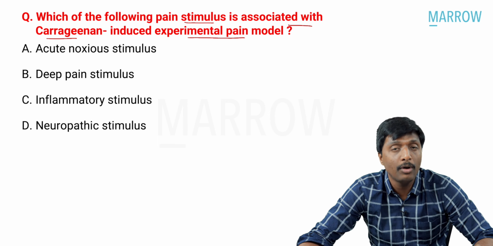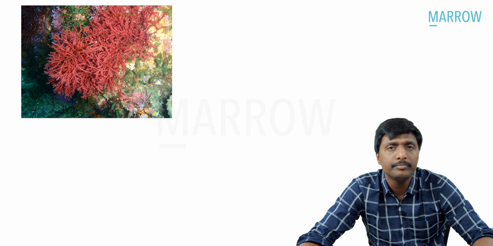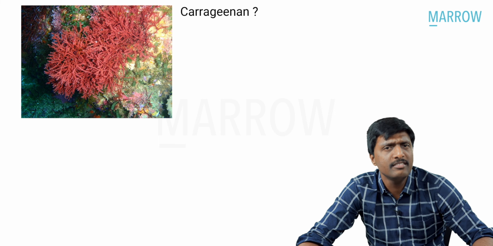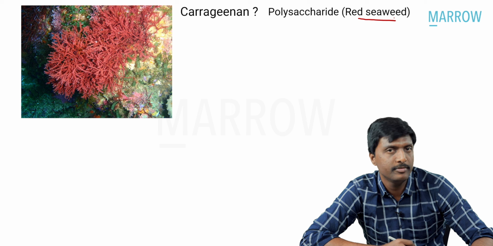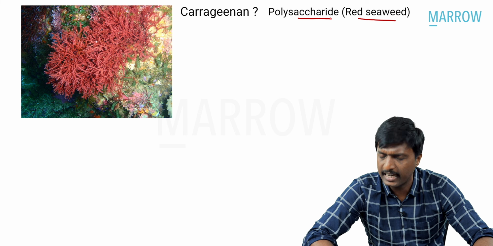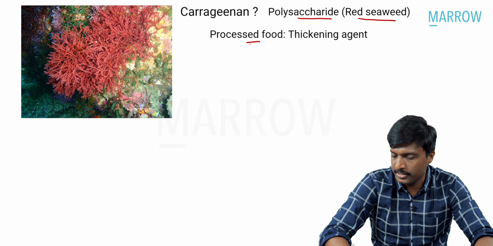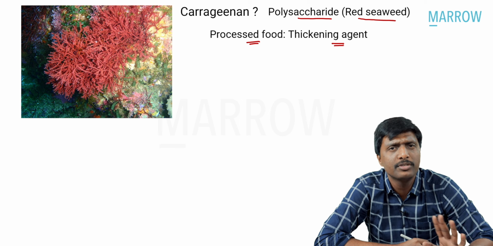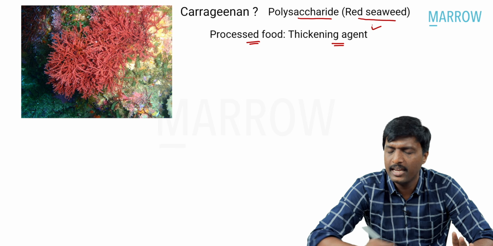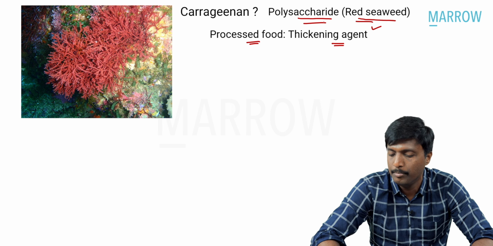So any new topic, you have to be thorough. What all the points you need to remember here? First question that comes into our mind: what is this carrageenan, sir? This is the picture. This carrageenan is none other than a type of polysaccharide we obtain from red seaweed. Simple. We commonly use this in processed food. It's useful as a thickening agent. Very simple use. What is the source? Red seaweed. What is the nature? Polysaccharide.